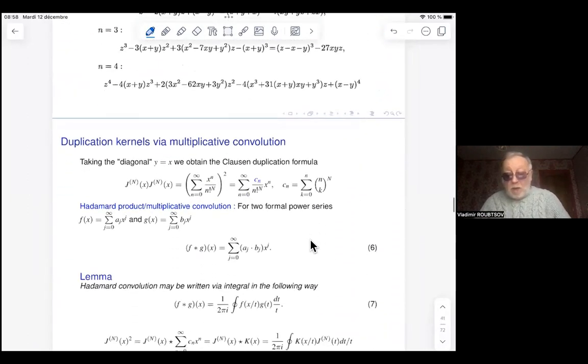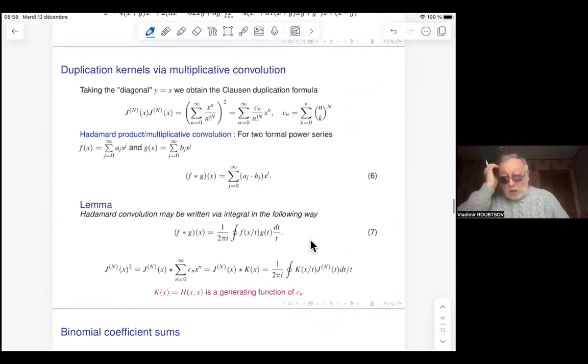The second interesting observation is the following. Let's consider how this Clausen duplication can be generalized for any n. It means that we take, again, the restriction to the diagonal for our solution g_n. So g_n times g_n gives you this series. The coefficients c_n of this series are a very, very nice sum of binomial coefficients.